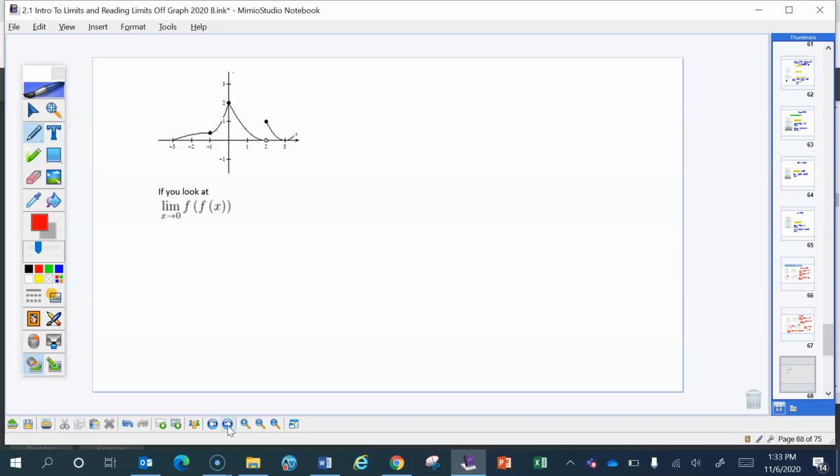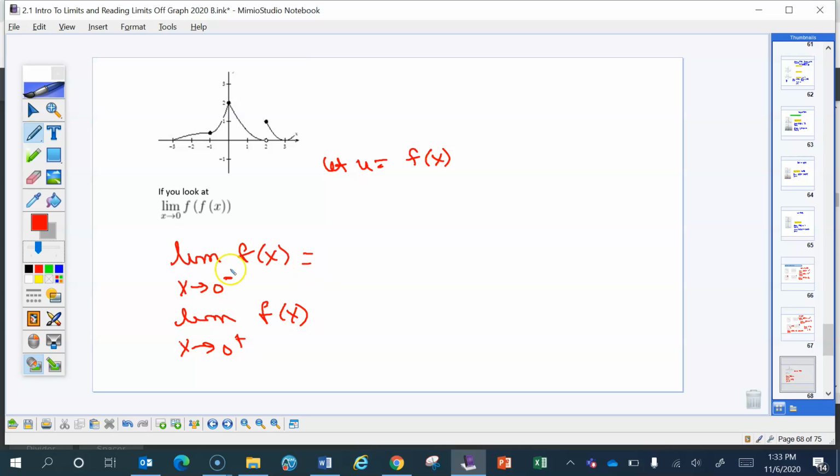All right, let's take a look at one more example. This is from the AP Central website. Again, we're looking to find the limit as x approaches 0 of f of x. So again, if we let u equal the inside function f of x, let's figure out the limit as x approaches 0, first of all, of f of x. I'm going to approach 0 from the left, and then from the positive side. Coming from 0 on the left, I'm approaching 2 from below.